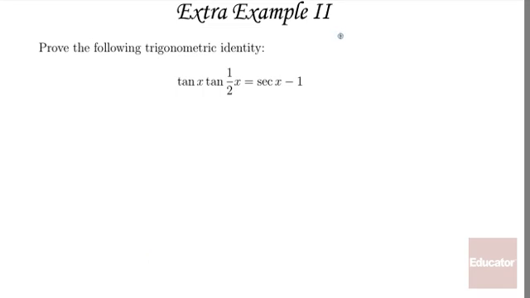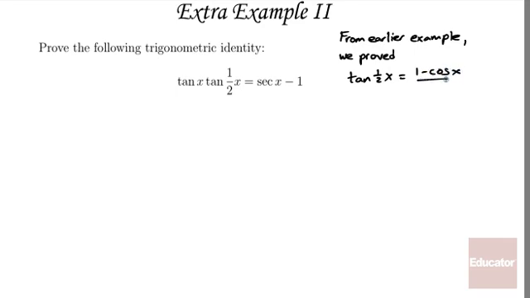We figured out a half-angle formula from the earlier example. We proved that tangent of 1/2 x is equal to 1 minus cosine x over sine x. And that was a little bit of work to prove. Actually, that involved removing some plus or minuses and some square roots. That was actually kind of tricky. But having done that work, it will be pretty easy to prove this trigonometric identity.